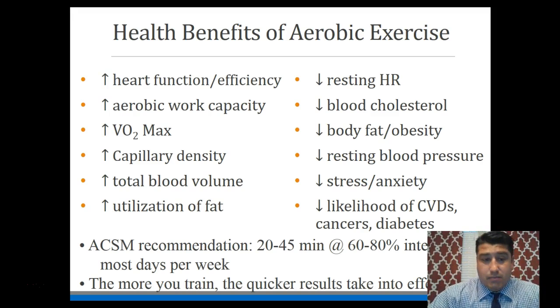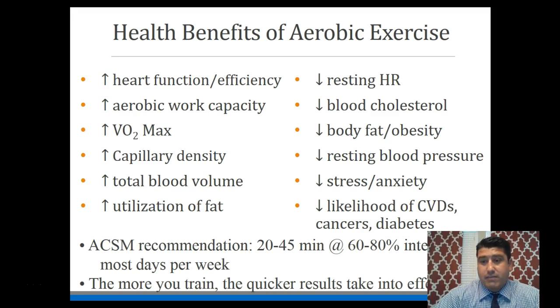We do have an increase in total blood volume, so people who are fit have more blood, and that's one of the reasons why the heart becomes more efficient, because every time it pumps, it moves more blood than someone who's unfit. Okay, and then we utilize fat a lot quicker. We have an improved efficiency of utilizing fat. So again, people who are fit, they're burning fat like crazy.